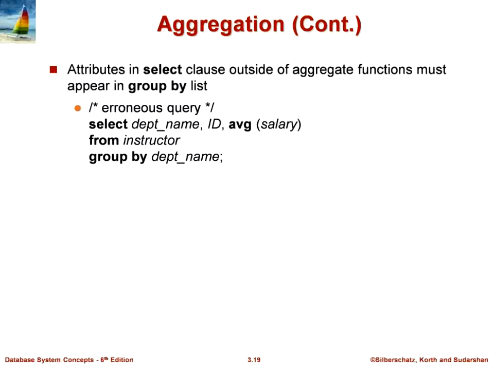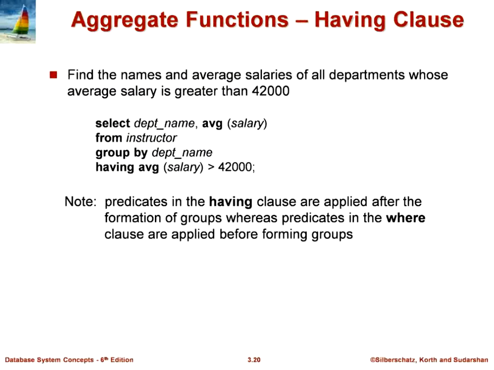Attributes in the select clause outside of aggregate functions must appear in the group by list. So if you write it this way, like select department name, ID, average salary from instructor group by department name, this will be an error. Initially you should write it this way, for example: find the names and average salaries of all departments whose average salary is greater than 42,000. Now you group by department, and then you write having average salary greater than 42,000.